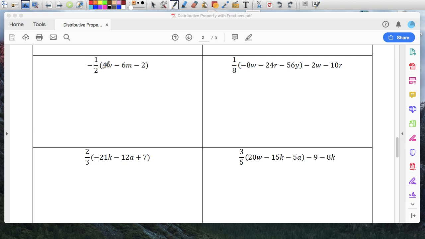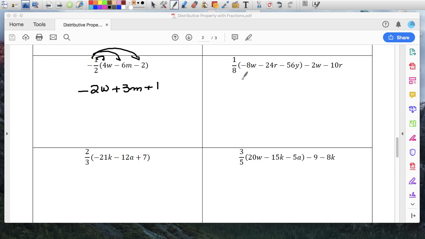So half, right, multiplying by half is the same thing as dividing by 2. So I'm going to divide 4 by 2, 6 by 2, and 2 by 2. Negative times a positive is a negative. 4 divided by 2 is 2w. Negative and a negative is going to be a positive, and 6 divided by 2 is 3, or 3m. Negative divided by a negative is going to be positive, and 2 divided by 2 is just 1. Nothing to combine. Very nice.